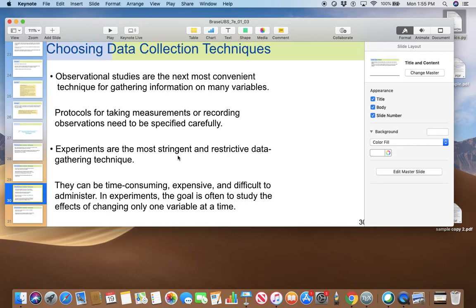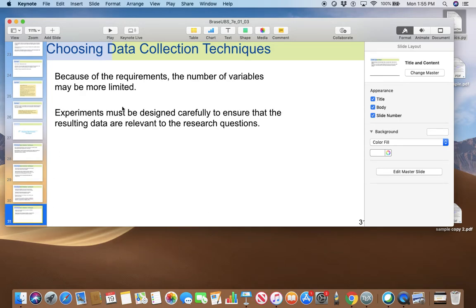Experiments are the most stringent and restrictive data gathering technique. They can be time consuming, expensive, difficult to administer. In experiments, the goal is often to study the effects of changing only one variable at a time. So, in an experiment, you often look at only one variable at a time. Because of the requirements, the number of variables may be more limited. Experiments must be designed carefully to ensure that the resulting data are relevant to the research questions.